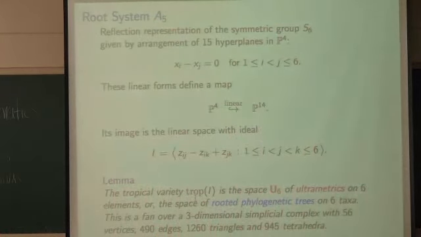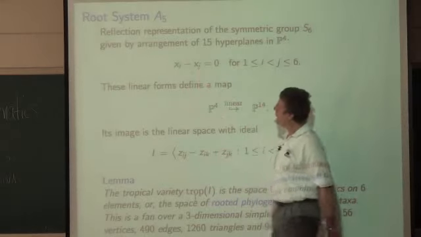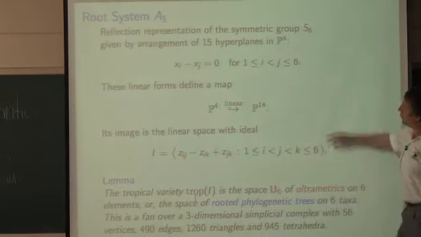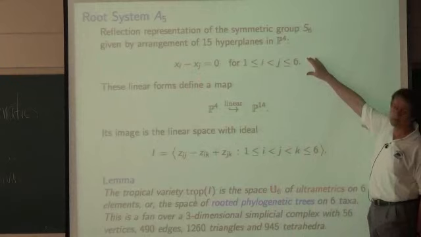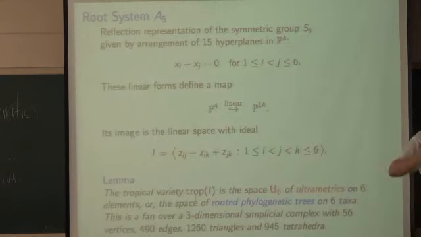So let's start with the root system. Root system A5 gives us the reflection representation of the symmetric group S6 on 15 hyperplanes. So let me look at the equations. xi minus xj for all 15 pairs i and j. Okay? Now these are hyperplanes through the origin in R6 or C6.